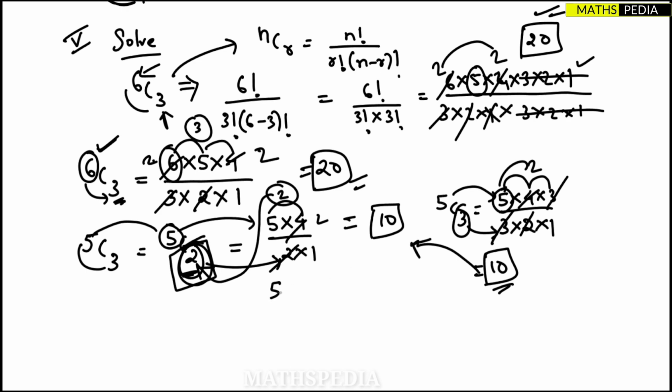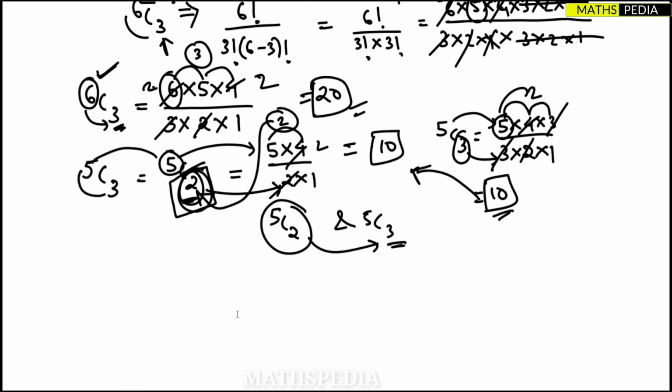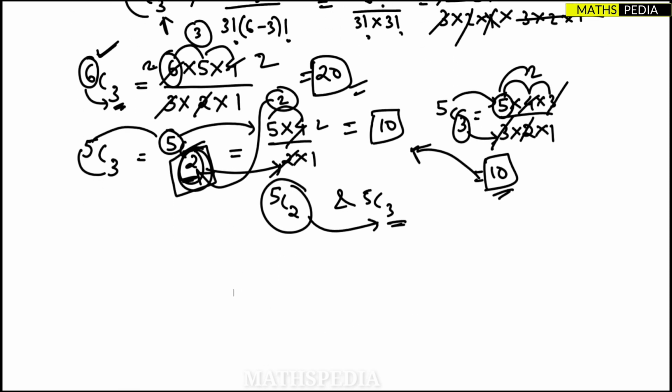See, if I ask you 5c2 and 5c3, you can just calculate one value and write the same answer for the second thing. That is the advantage of rewriting the combinations. This will be useful while expanding the binomial expansion. So few more examples we'll see, and then we'll wind it up. So let us see 7c4.